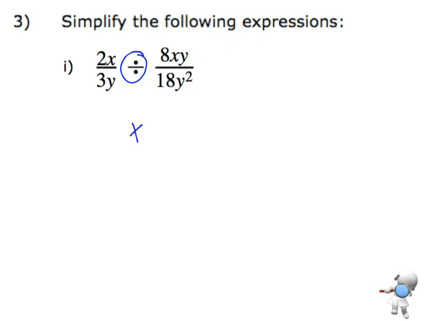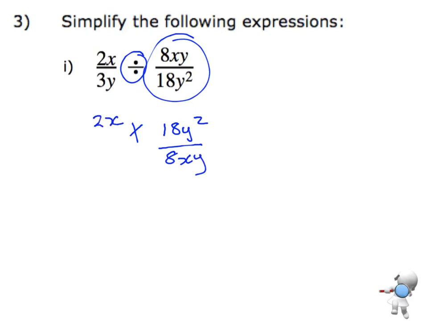into a multiplication. So how I do that is I reverse the fraction that comes after it. So I flick that upside down and make it the reciprocal. So that means I'm going to have 18y squared on the top and 8xy on the bottom. Now the first fraction I'm just leaving alone. I'm not touching that. So when we inverse, then we change the division to a times and the fraction after it gets turned upside down.